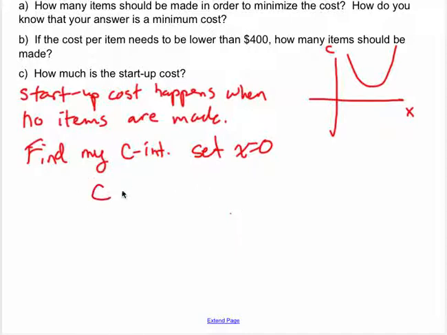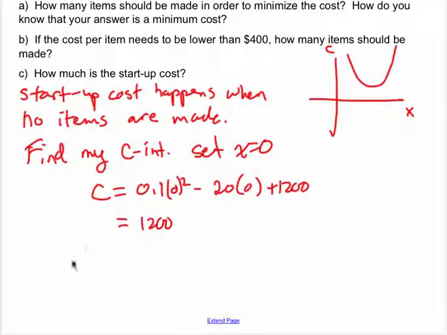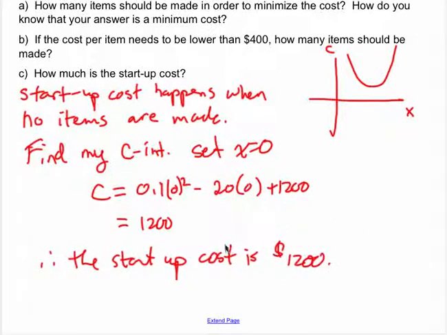And away we go. So c is equal to 0.1 times 0 squared minus 20 times 0. That should also be, getting carried away here, this should also be a 0. And then plus 1200. So my startup cost, 0, 1200. Bang, done. Therefore, the startup cost is $1,200. Done.